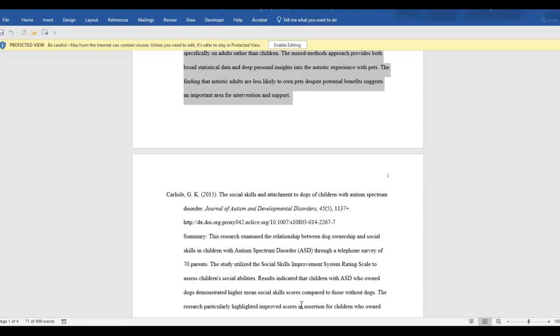As long as you're following my guidelines in this sample and using APA formatting for your citations, you should be fine. All right, so if you have any questions, go ahead and email me.